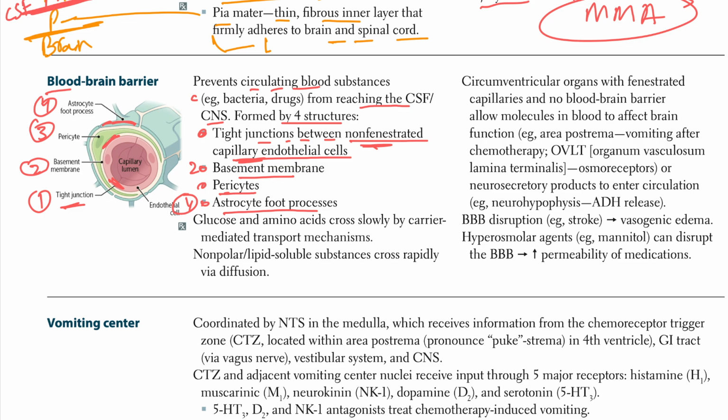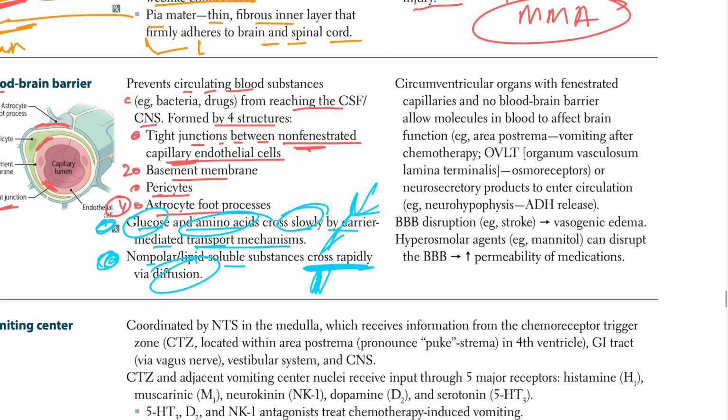Glucose and amino acids cross slowly by carrier-mediated transport mechanisms. Nonpolar lipid-soluble substances cross rapidly via diffusion. So again, what are we saying? Glucose and amino acids cross slowly because they need a carrier to transport. But the nonpolar or lipid-soluble substances cross rapidly because they don't need carrier transport. They will just diffuse in. Okay, and that's just normal basic science.